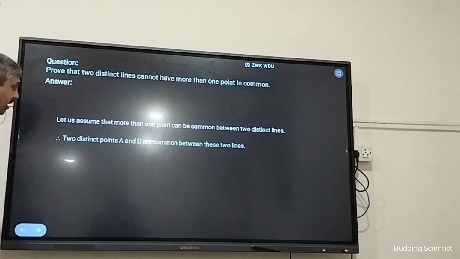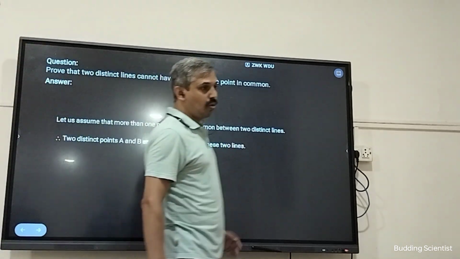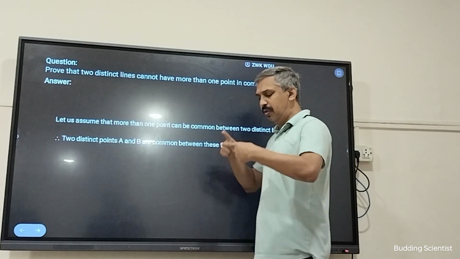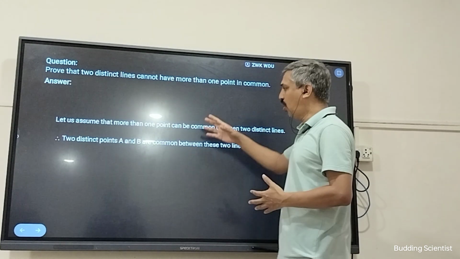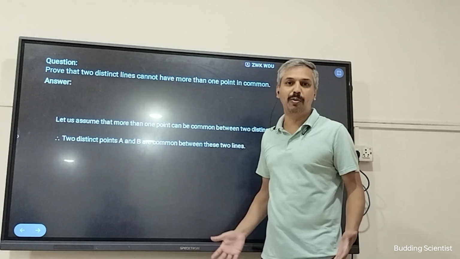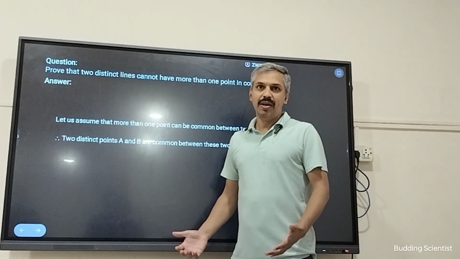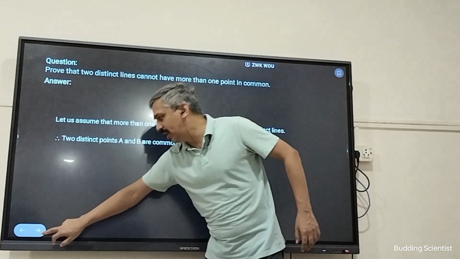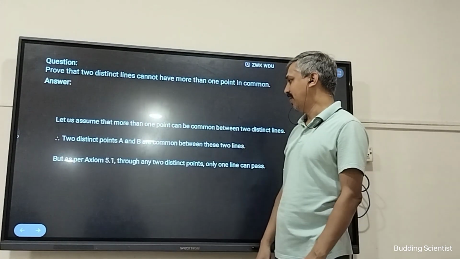Now if you assume that, then the immediate idea is, okay, there are 2 points A and B, and these 2 points are common between the two lines. Now I can't draw the diagram for this because it is just not possible. But why draw the diagram? We can immediately get to this because this is actually against the axiom.